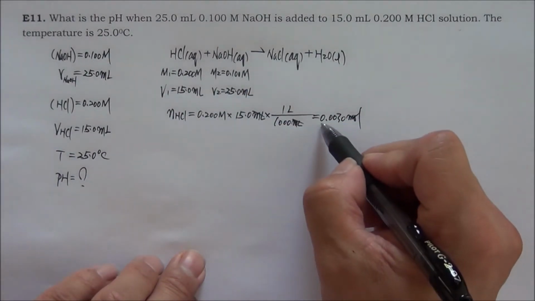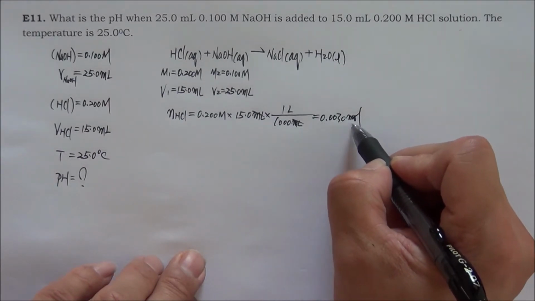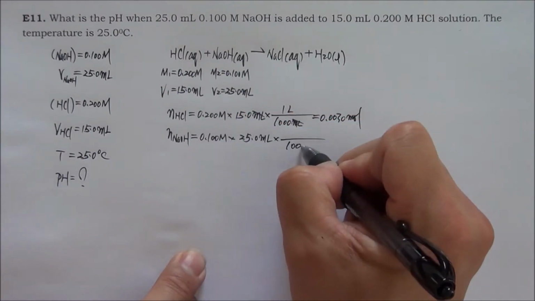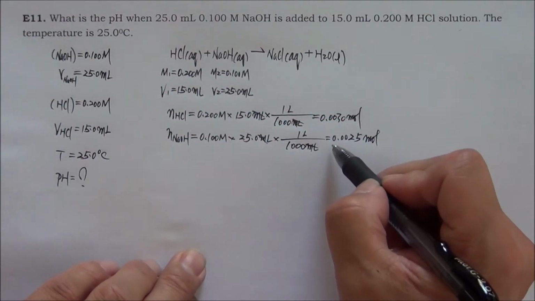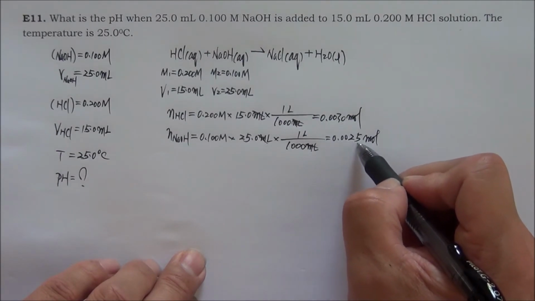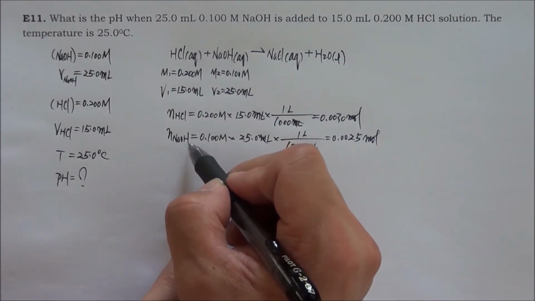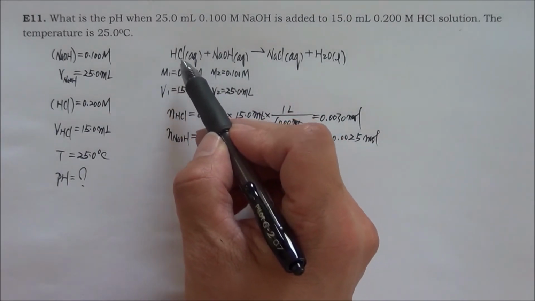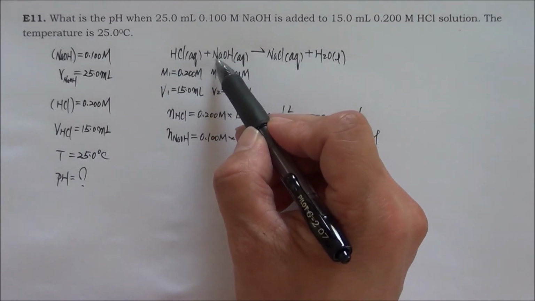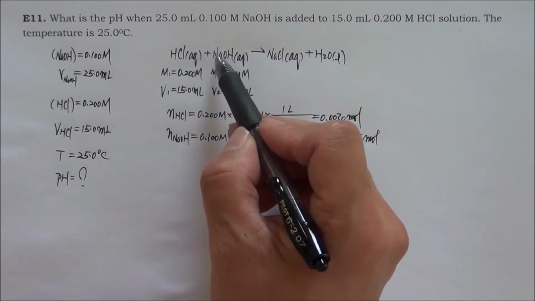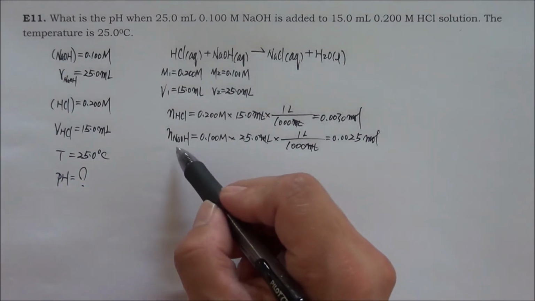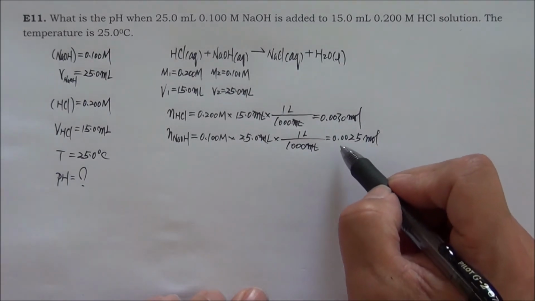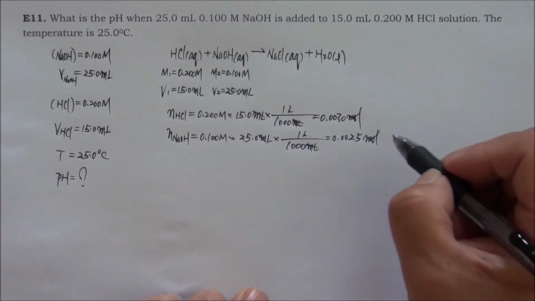Before the reaction, we have 0.0030 moles of hydrochloric acid. Before the reaction, we have 0.0025 moles of sodium hydroxide. From the balanced chemical equation, hydrochloric acid will react with sodium hydroxide according to a 1:1 mole ratio. Therefore, sodium hydroxide is the limiting reactant because it has less amount than hydrochloric acid.